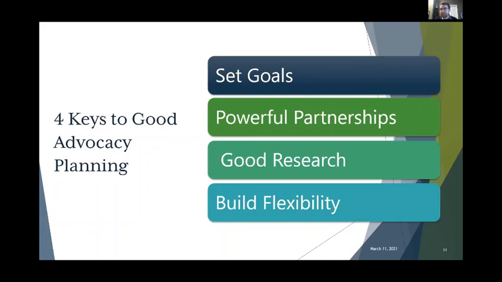I would reinforce that it doesn't have to be a grandiose, big, massive one. If your goal is just for the next year to build a stronger relationship with your local MLA or local MP, that's great. That's more than enough as a good goal and as a good starting point to build a relationship.